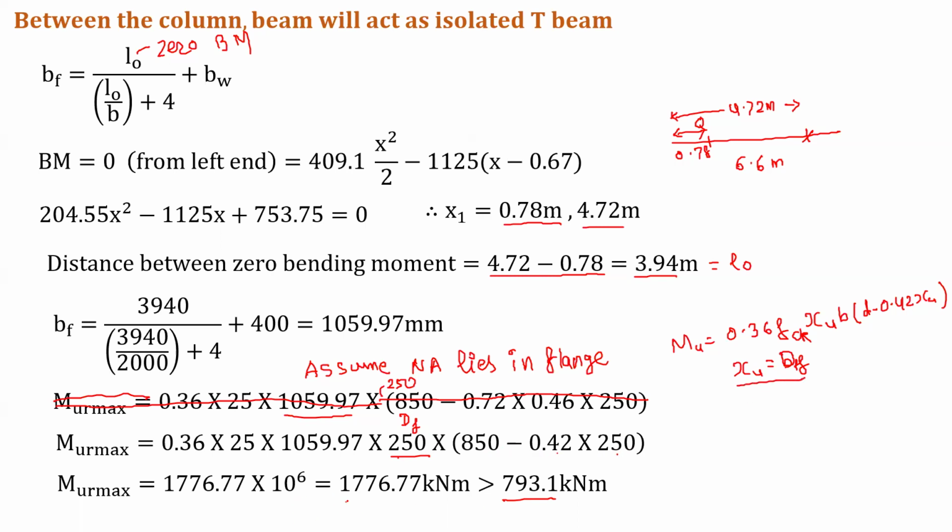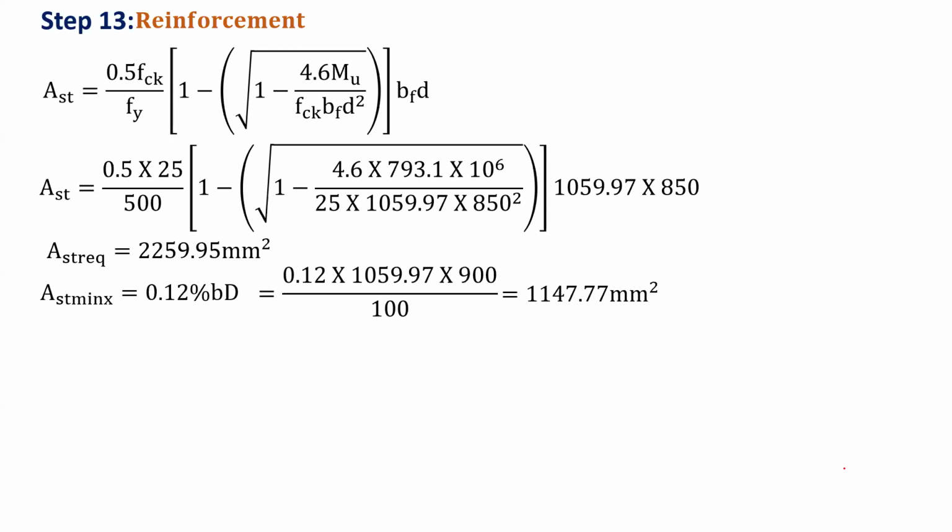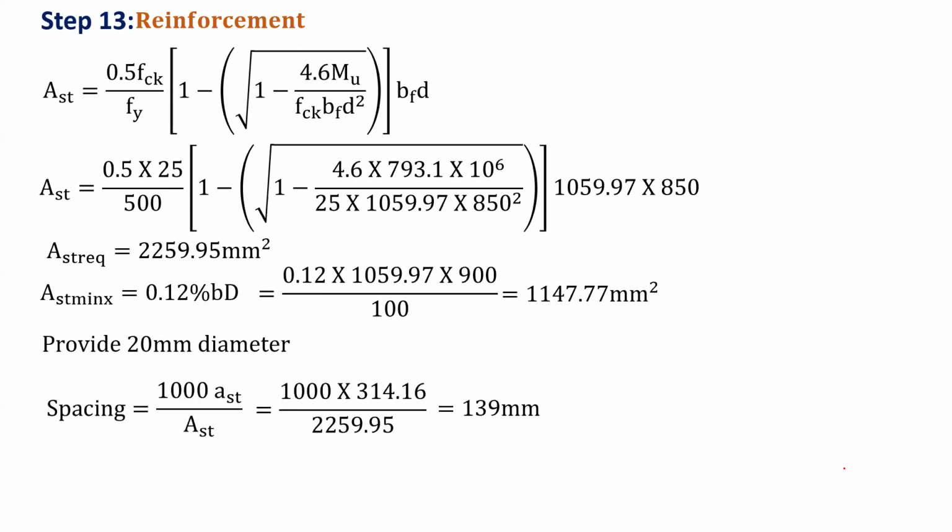And we got value 1776.77, which is greater than 793.1, and therefore neutral axis lies in flange. And then now we need not require to find value, because we have to find that is Ast for 793.1, and we have calculated, we got 2259, minimum we have 1147.77, provide 20 mm diameter. So we have provide 16 mm diameter bars.